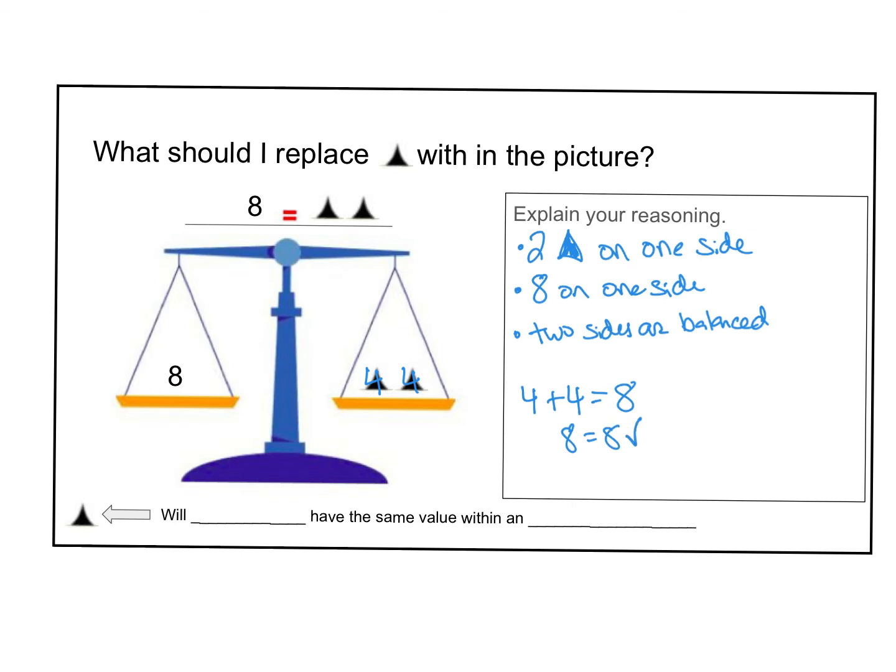One thing I want you to remember then is that our triangle, like when we did our puzzles, will always have the same value within an equation. The value might change from equation to equation, but within that single equation, the value remains the same. So we couldn't, for example, do 5 and 3 here, because the triangles have to have the same value.